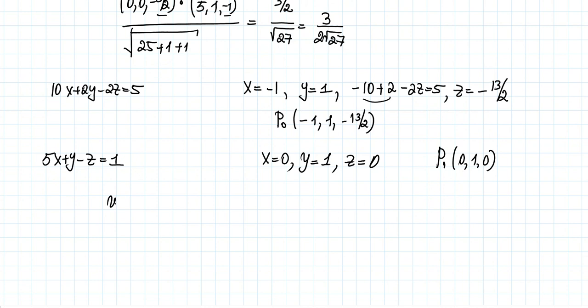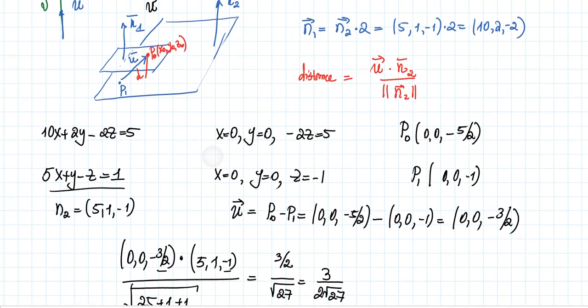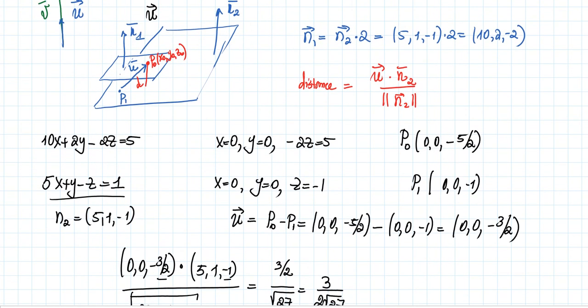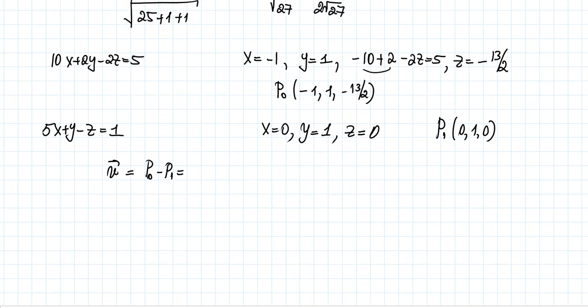Now we need to find the vector u. Do you remember how we did this? By subtracting the starting point from the ending point, right? So P0 minus P1, because the starting point is on the second plane. Look at the image: P1 is on the second plane, and P0 is on the first plane. We need to subtract P1 from P0. So this is going to be minus 1, 1, minus 13 over 2, minus 0, 1, 0. This is equal to minus 1, 0, minus 13 over 2.